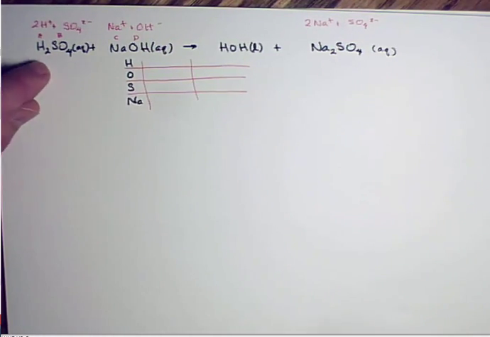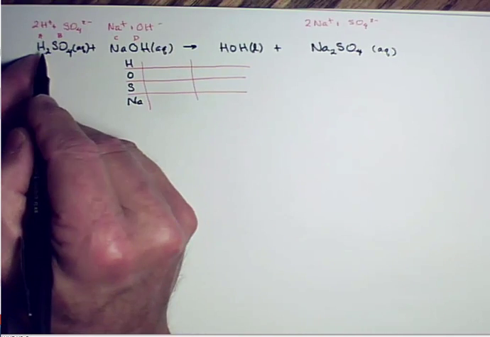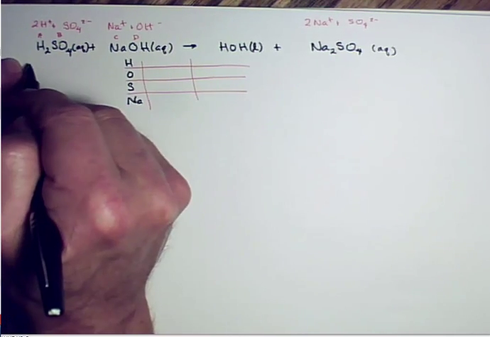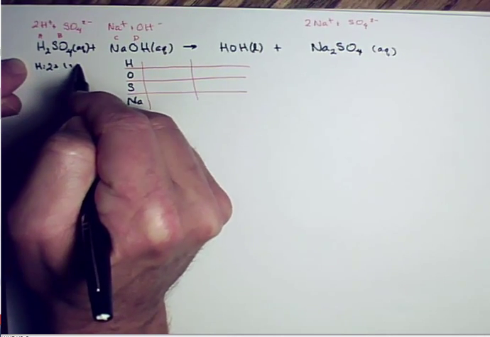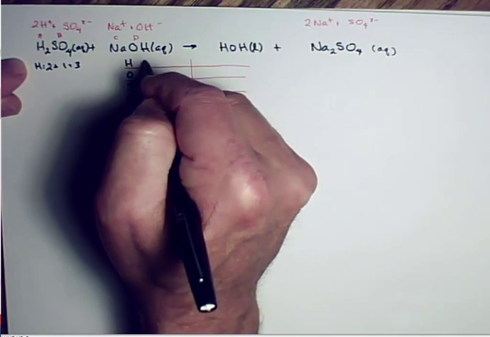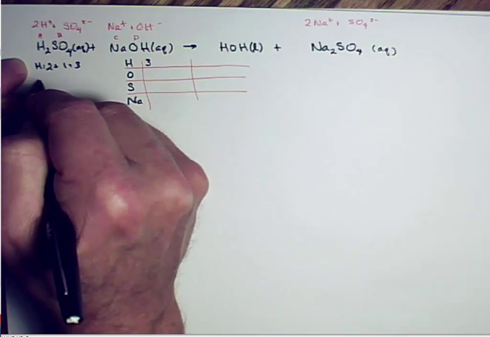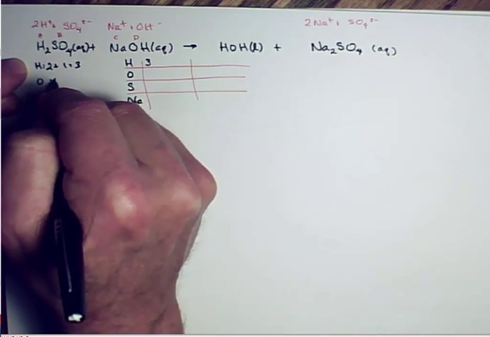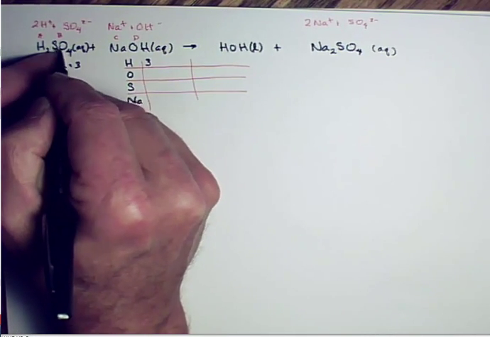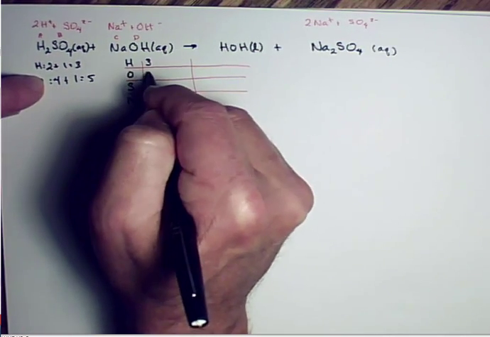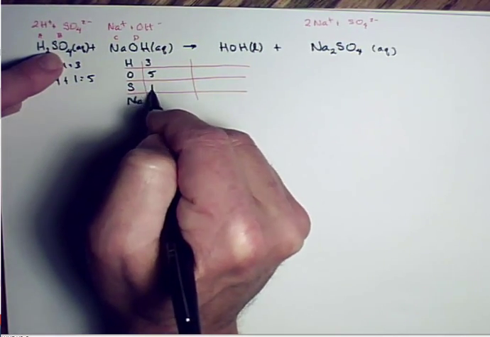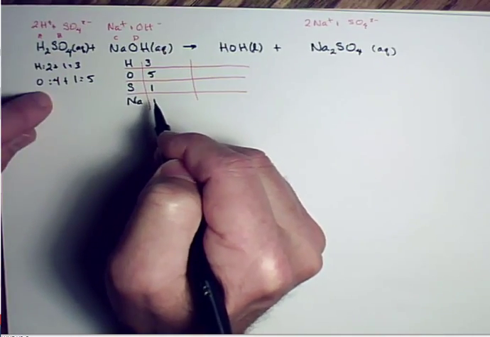I'm going to count up all the atoms we have of each of these elements. I've got 2 hydrogens here and 1 here, so I'm going to start with 3 hydrogens. I've got 4 oxygens in the left formula here. In the second formula, I've got 1, so that's currently 5 oxygens. I have 1 sulfur and 1 sodium.